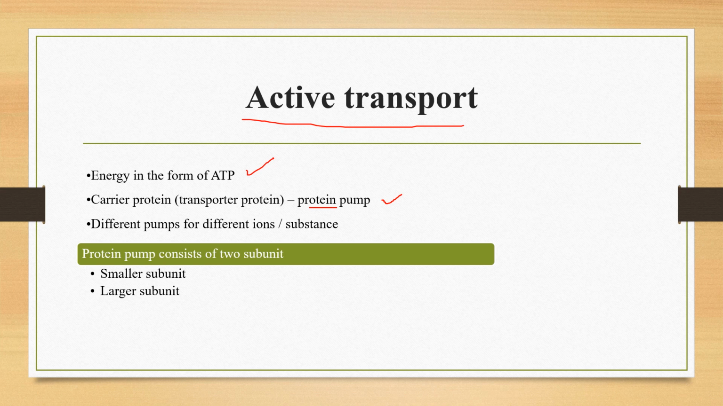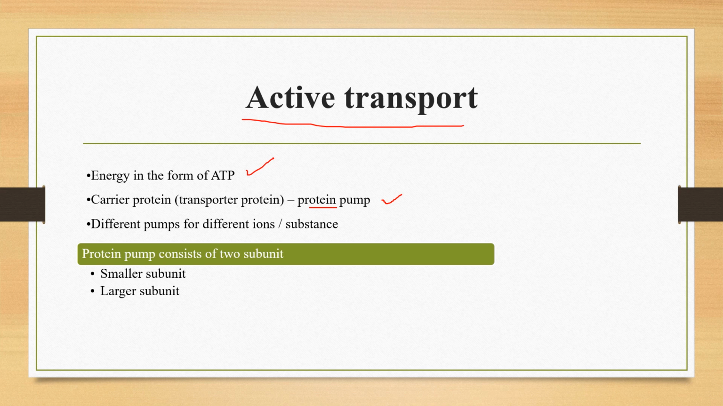For example, if there is a pump for sodium and potassium, then the pump lets sodium and potassium come in and out. If the pump is only for sodium, then it is called the sodium pump, because this pump works only for sodium. If the pump is for potassium, then it works only for potassium, because the pump lets the potassium ion come in or go out.